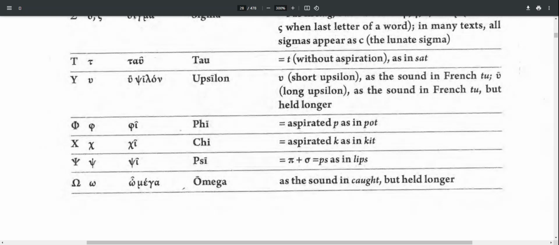The next letter is chi, an aspirated K, an aspirated kappa, like in kit. So you have to put some air, a puff of air. Some people will pronounce it with a totally different sound, like he. But that's more modern.